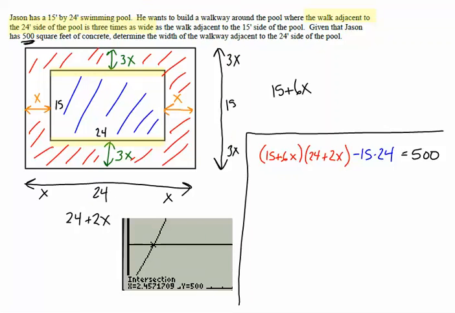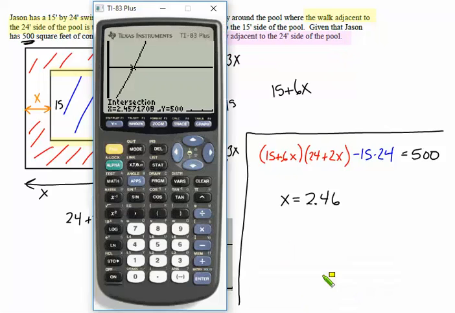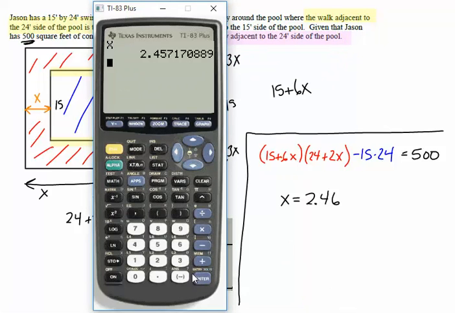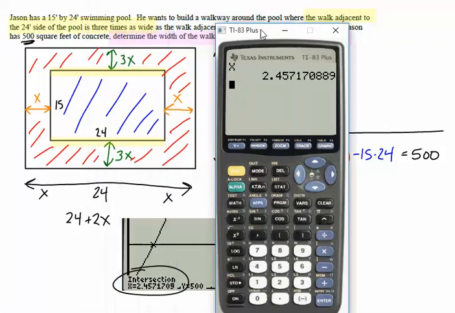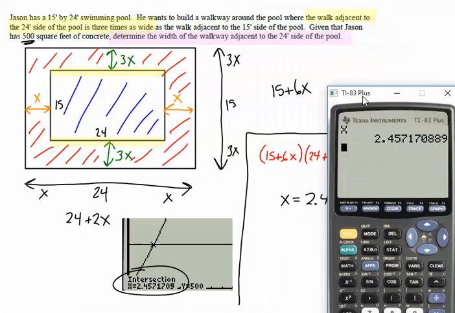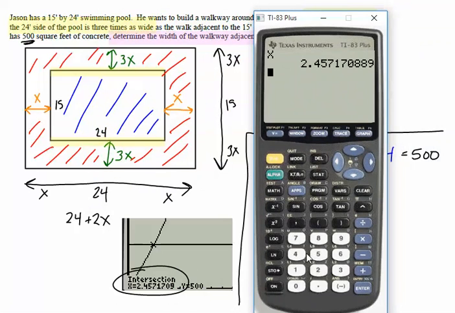So now as we go to finish up this problem, we look at the answer that we have from the calculator, and it said x is equal to 2.46. Remember I said at least 2 decimal places, rounded correctly. But that's not what we want. Notice what the problem says. The problem says determine the width of the walkway adjacent to the 24-foot side of the pool. The way to do that is to go home on the calculator, hit your x, realize that it still saves that in there. And what we want, adjacent to the 24-foot side of the pool, we want 3x.